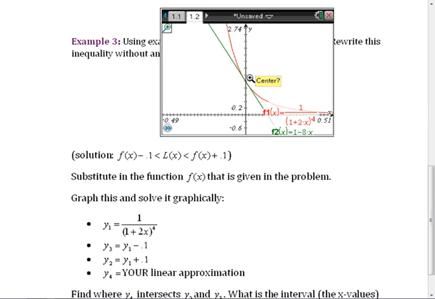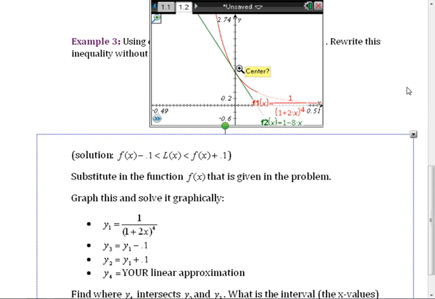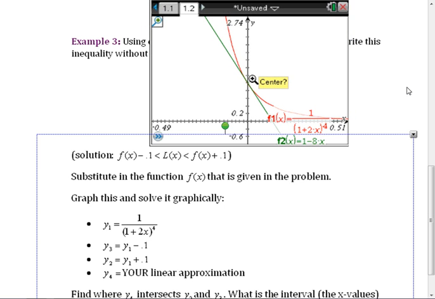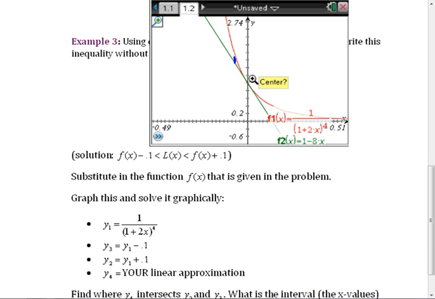Okay. There it is. I want this distance here. This is the error. I want this distance right here and right here. I want to find the x values such that the difference between the line and the function is going to be less than 0.1. As an absolute value, it would look like this. It would be L of x minus my function, f of x, less than or equal to 0.1.